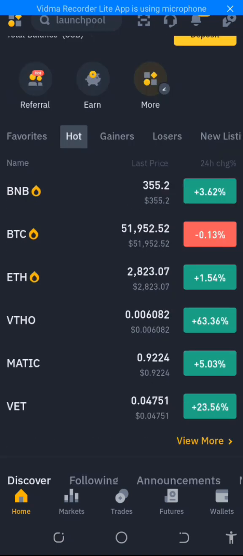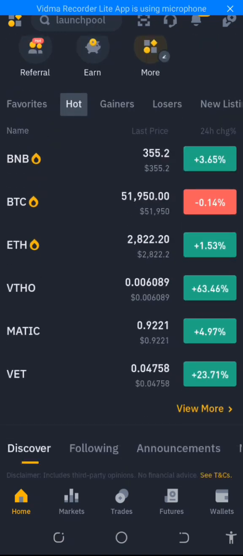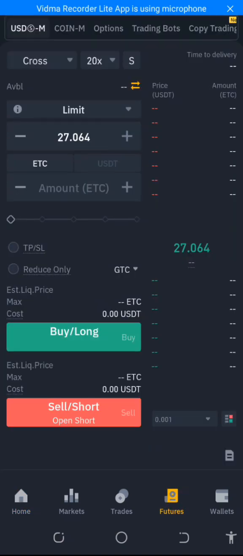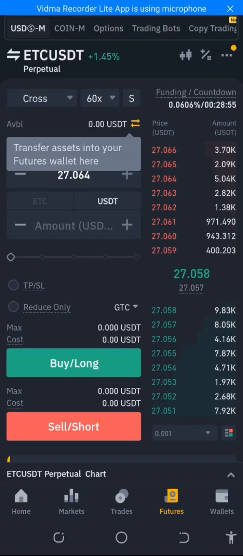Right now I'm on Binance, and to locate the futures trading area of Binance, simply click on this down tab here. So this is the futures trading area of Binance.